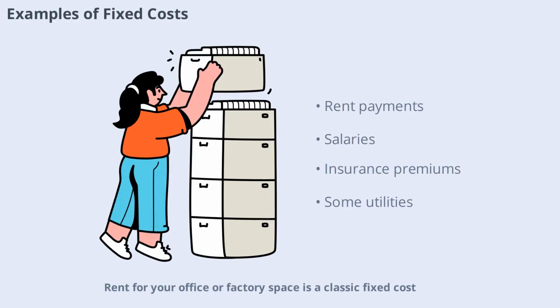Rent for your office or factory space is a classic fixed cost. Salaries for full-time employees, insurance premiums, and even some utility bills can also fall into this category. These costs are predictable and must be paid regardless of how much your business produces. Recognizing these helps you budget more accurately and avoid surprises.